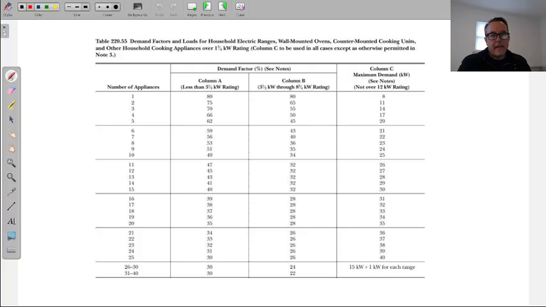So this is a demand factor. Just to remind you what a demand factor is, it is a factor based on the odds of all of these particular units turning on at the same time. So when we were doing the general lighting load, we took away 3,000 watts and said, hold on to those, we're going to value those at 100%, but that remaining wattage, we're going to use a demand factor of 35%.